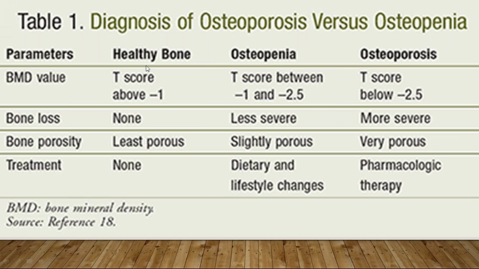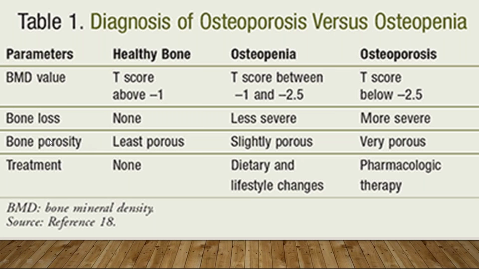How do we differentiate whether it is osteoporosis, osteopenia or healthy bone? Just see the BMD value, that means bone mineral density value. I will tell you how they calculate this BMD value. Normally in healthy bone, the T score is above -1. In osteopenia the T score is between -1 and -2.5. In osteoporosis it is below -2.5.